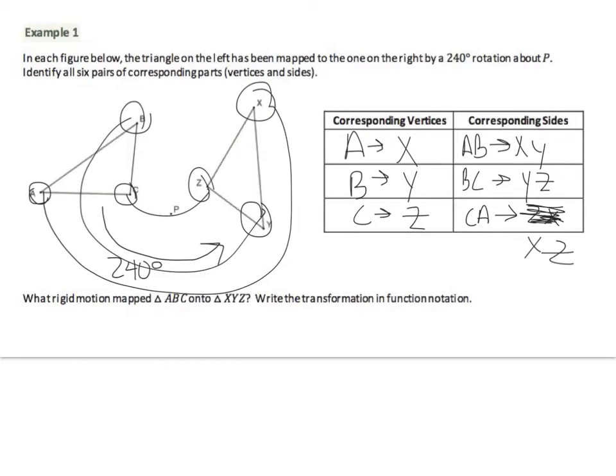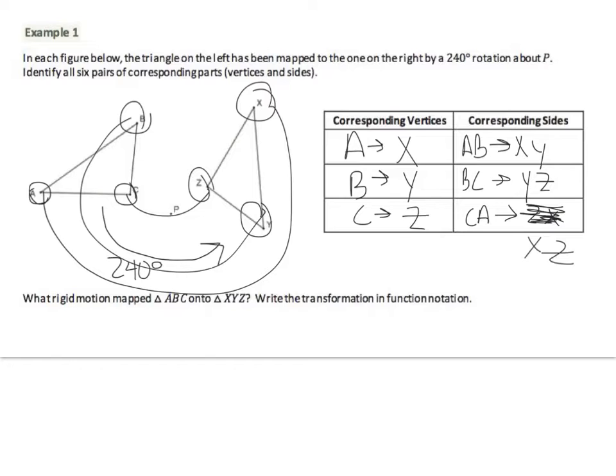If you need a trick, once we get our angles down, it's really easy to get our sides. Notice I just went for the pre-image AB, BC, AC, or CA. AB, BC, AC, which gives us XY, YZ, and XZ.